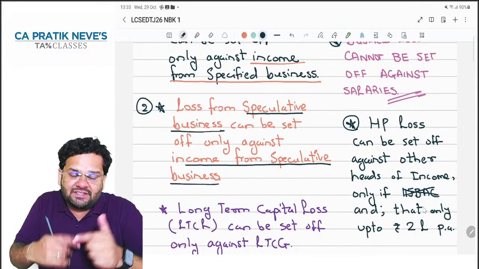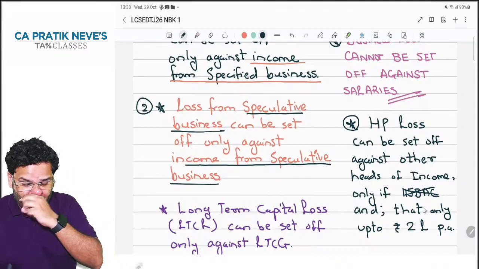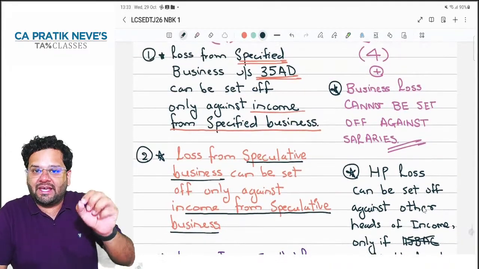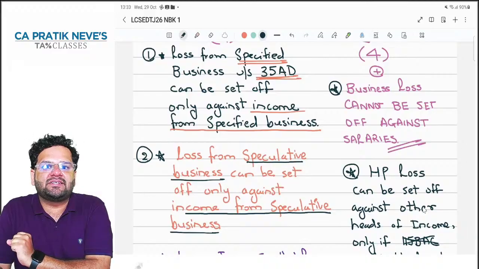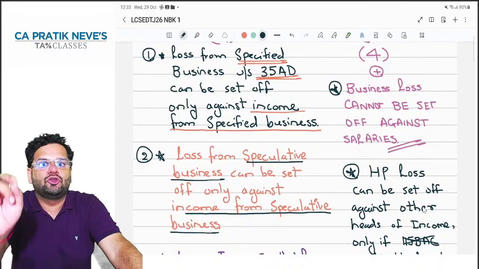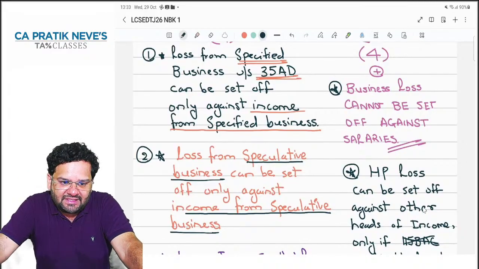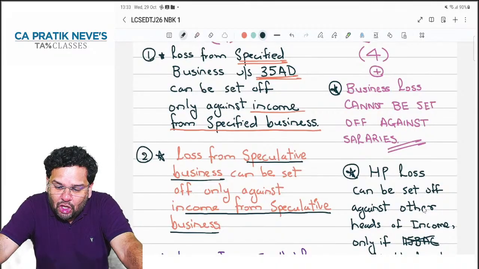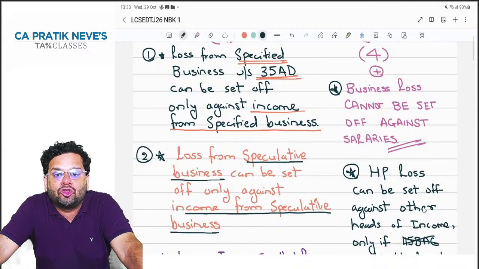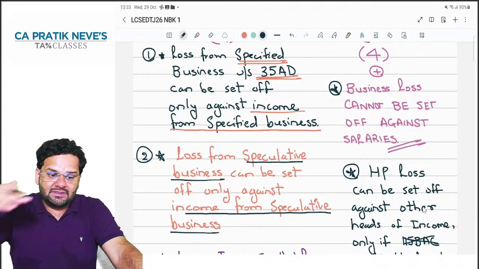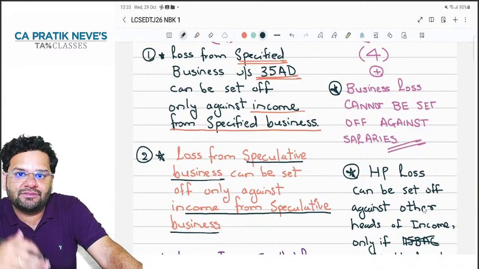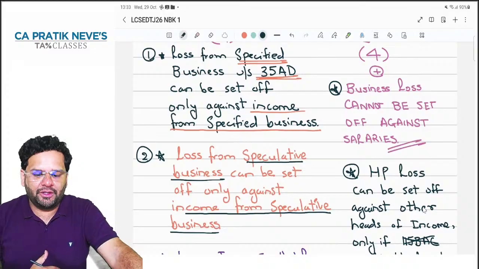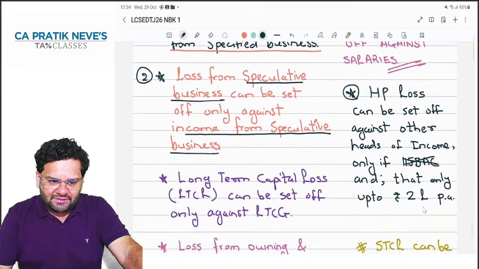So how is this a restriction? Listen to me carefully. Specified business loss cannot be set off against normal business income. In the same way, speculative business loss cannot be set off against normal business income. Hence, we are calling it a restriction. Getting my point? Why are we calling it a restriction?